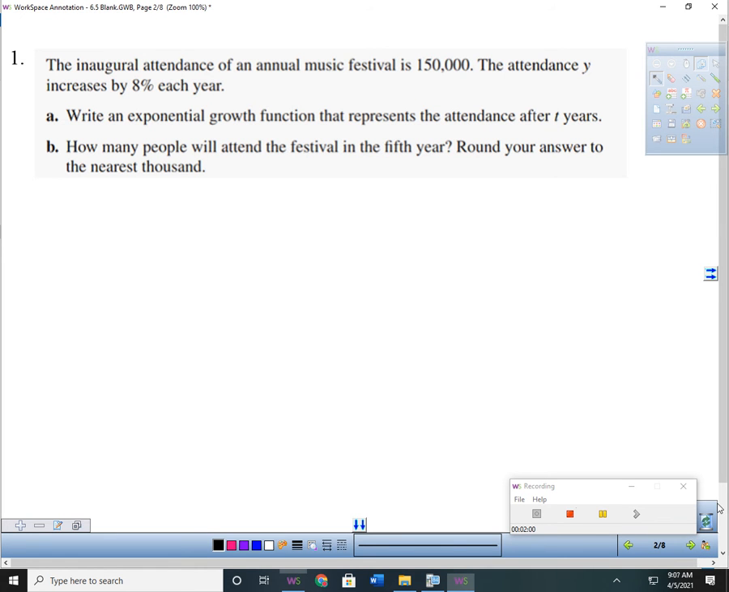So on number 1, the inaugural attendance of an annual music festival is 150,000. So annual means every year, right? Let's just get a few words out of the way. If I say annual, that means I'm talking about something that happens every year.